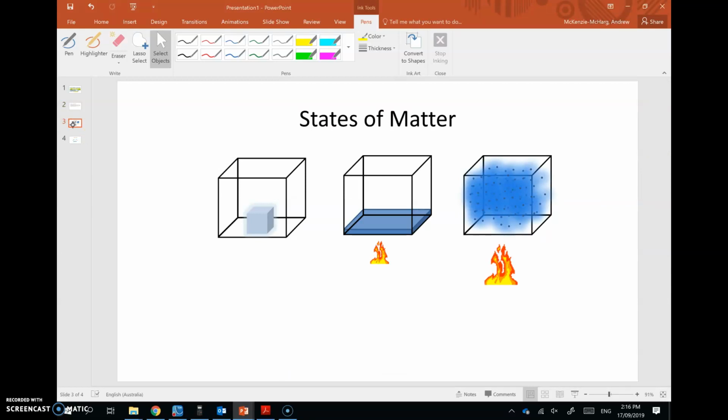So in the solid phase, which is this one here, the matter will hold its shape. So this might be an ice cube here, and it just holds that same shape with a fixed volume. And at this point, the heat energy or thermal energy, there's relatively little of it.